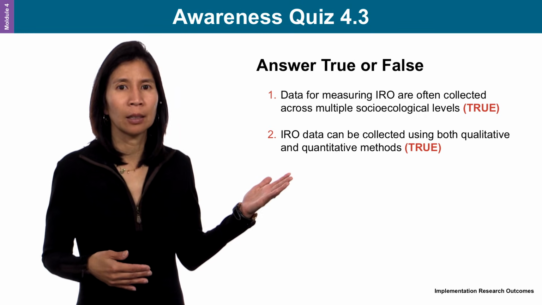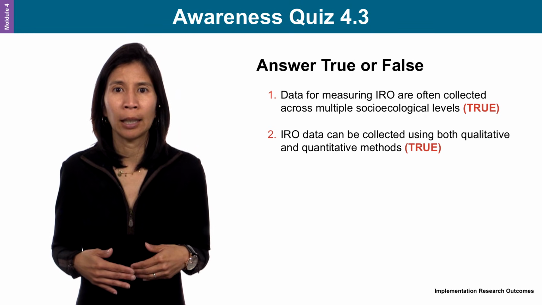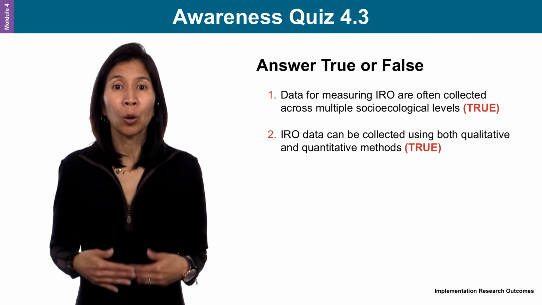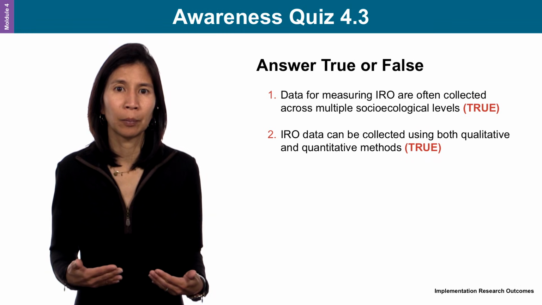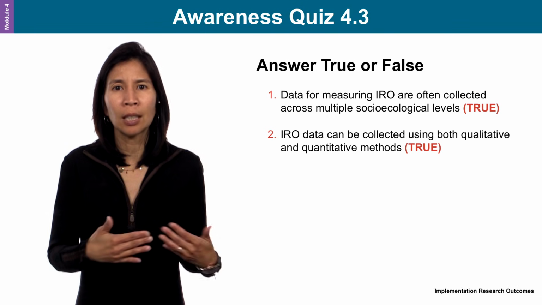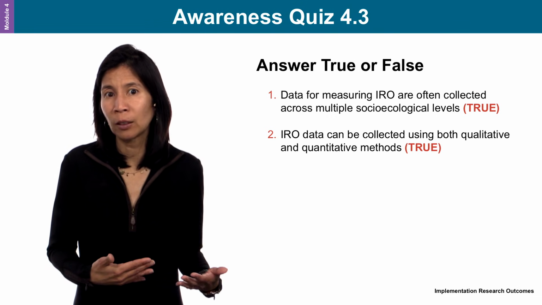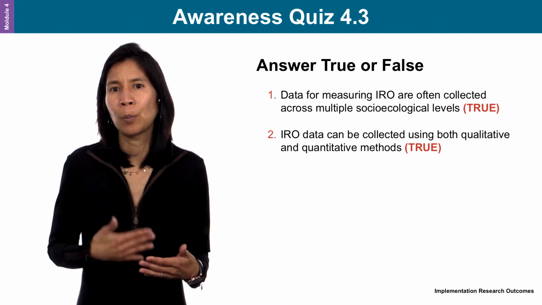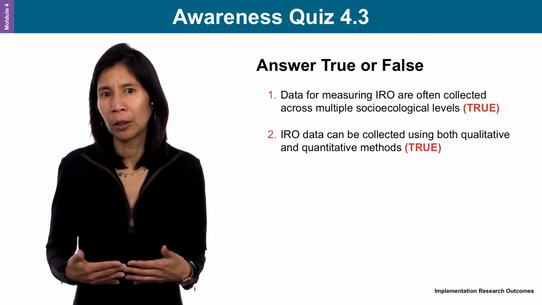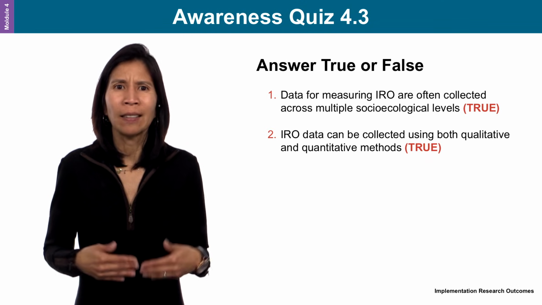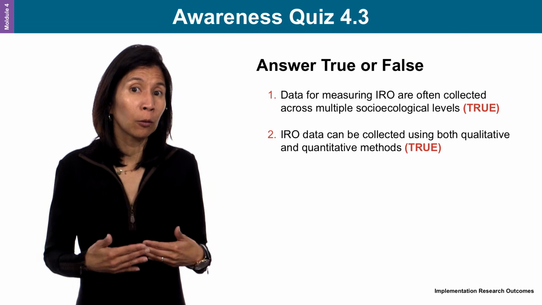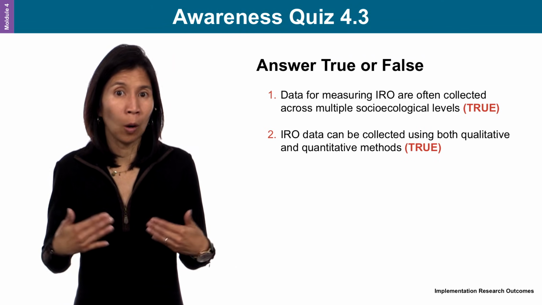The second statement, implementation research outcome data can be collected using both quantitative and qualitative methods. The correct response is true. We know that in order to glean a fuller picture of barriers to implementation and implementation effectiveness, it's necessary to use both quantitative and qualitative methods to understand the extent of barriers and effectiveness, and the hows and the whys behind those barriers, and to triangulate information from both sources and all methods.